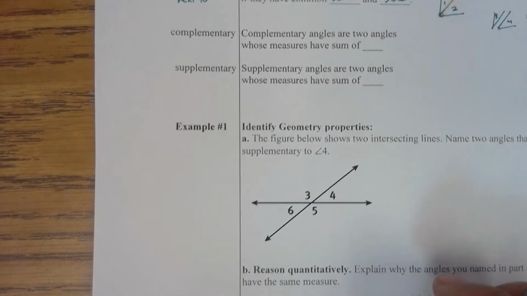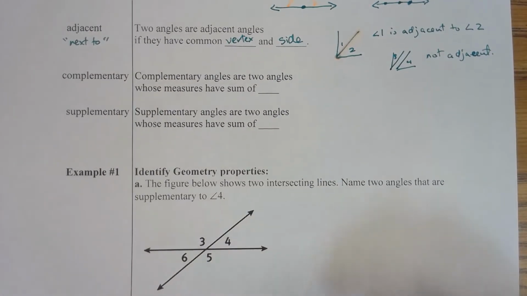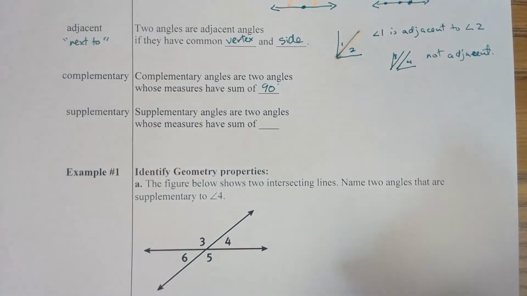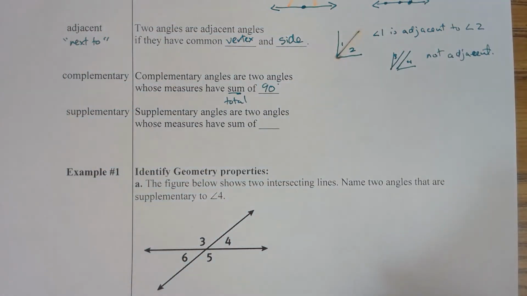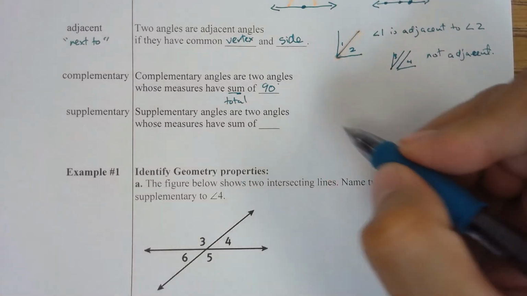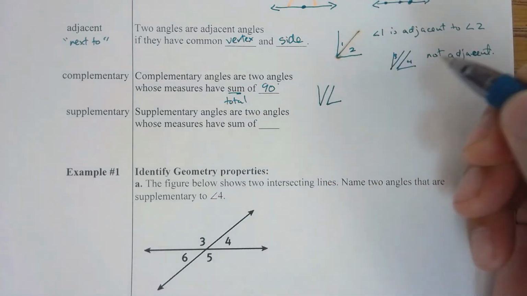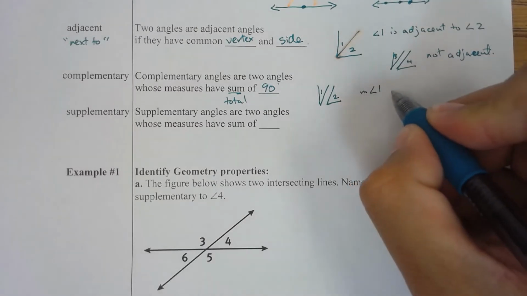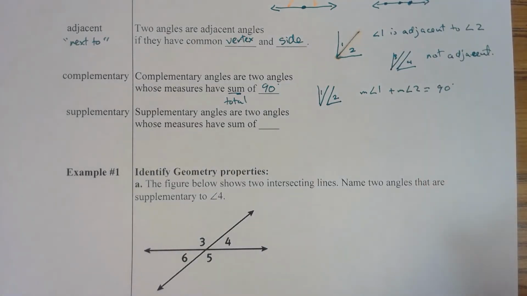Now, the next two vocabulary words, some of you probably have seen before, are complementary. Complementary is when two angles together add up to 90 degrees. Remember, sum means total. So they have to add up to 90 degrees. They don't have to be next to each other, but they should form together like an L shape that adds up to 90 degrees. So the measure of angle 1 plus the measure of angle 2 should equal 90 degrees. If it's not equal to 90 degrees, that means they're not complementary.